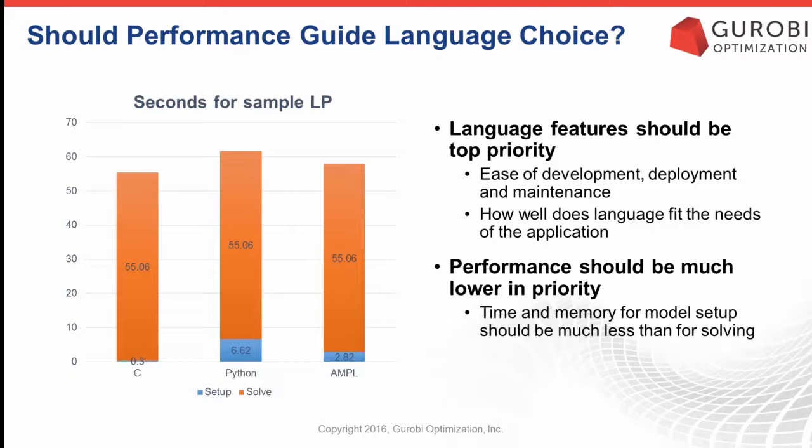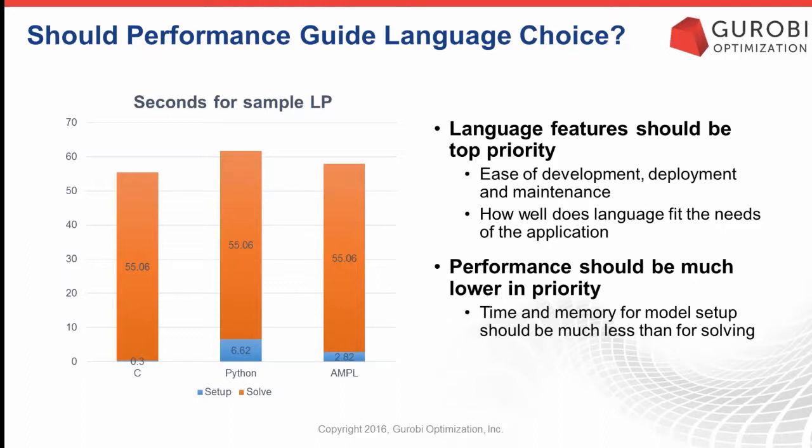On the left-hand side, you see a chart showing the total run time. The solve time for these three models was the same. It was 55 seconds to solve. Now, in C, we had 0.3 seconds of model setup time. In Python, we had 6.62 seconds of model setup time. And in AMPL, we had 2.82 seconds of model setup time. So, yes, C is faster, but does it really matter?